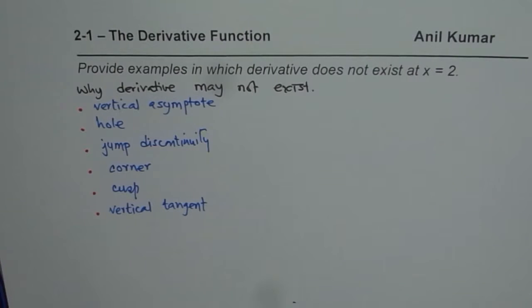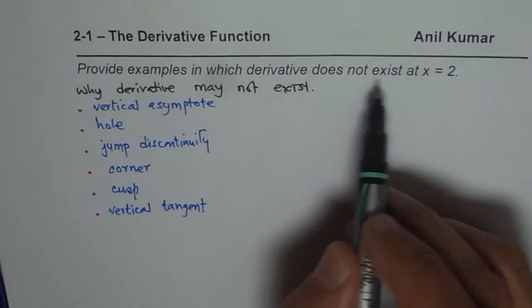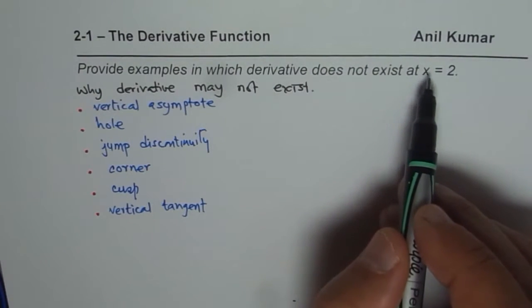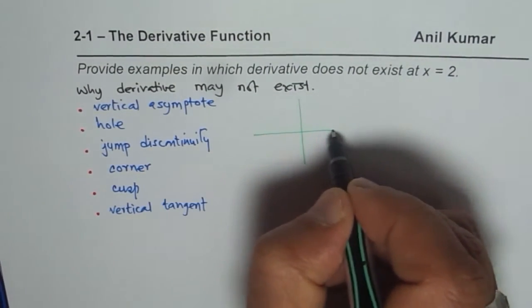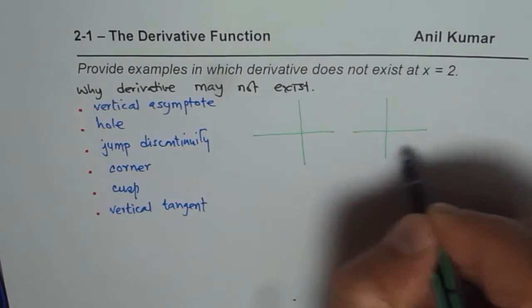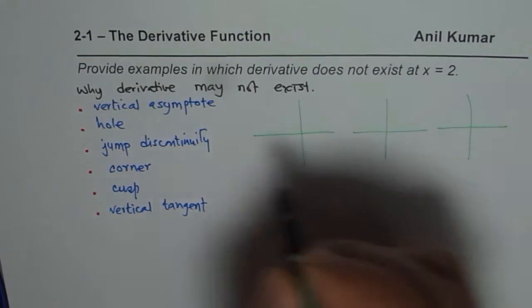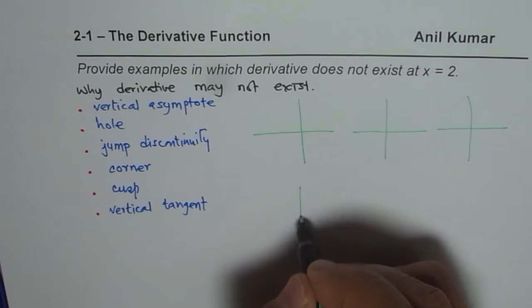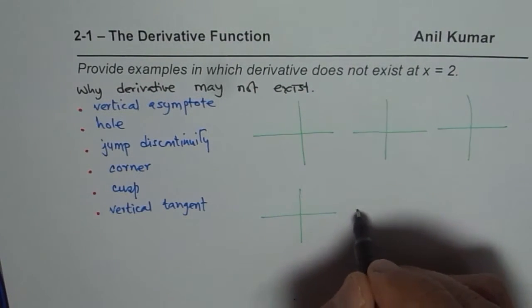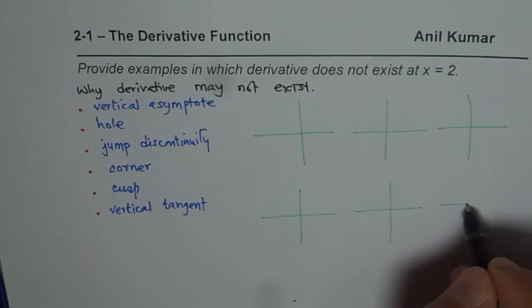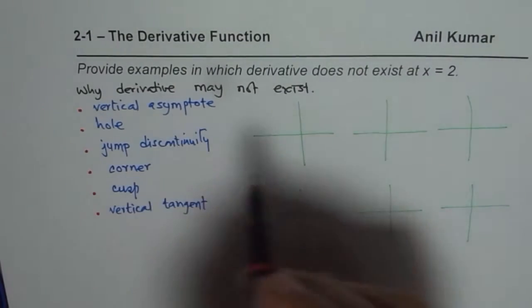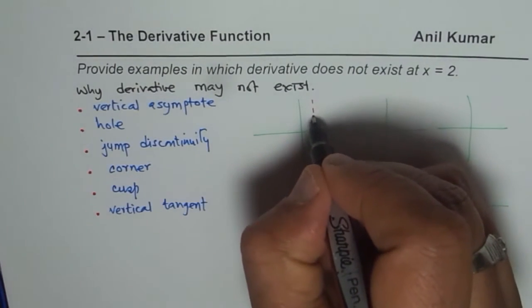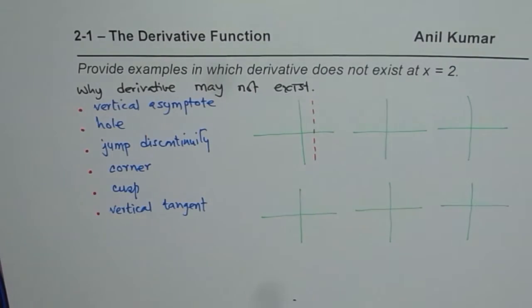Now the question here is that we want to give examples where derivative does not exist at 2. So that means at 2 we'll provide examples for each reason. So let me make some small graphs here. 3 and 3, 6. So let me make 6. And you also make these graphs, or you could also write equations. That's another thing which we could do. So vertical asymptote at 2. That means, let me draw one vertical asymptote here. So that is the vertical asymptote.